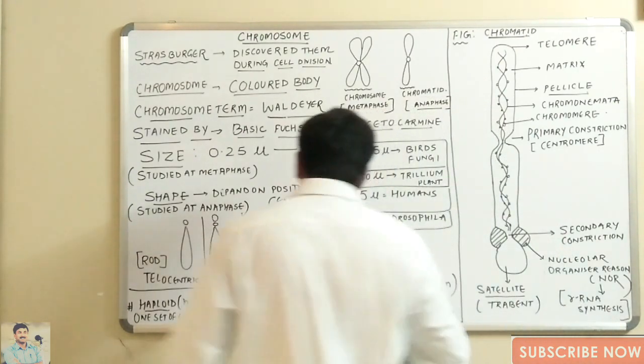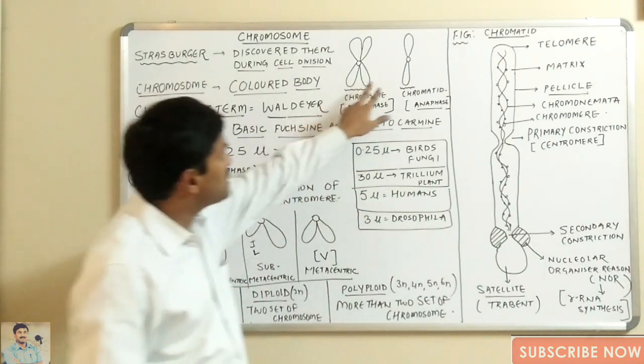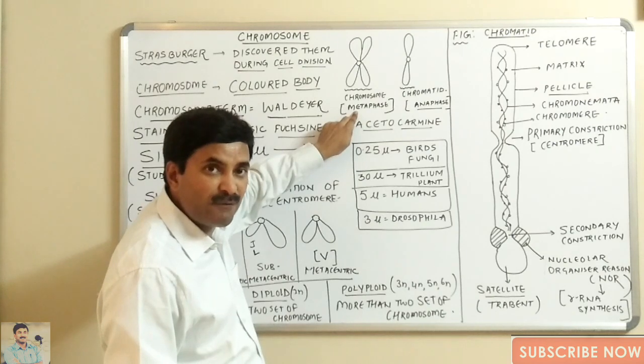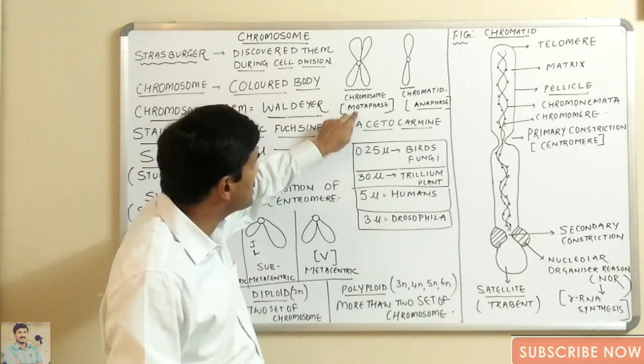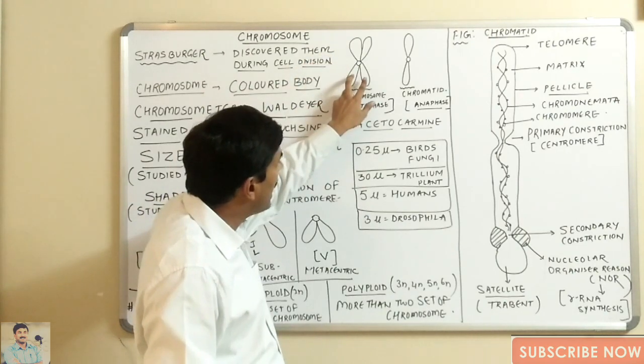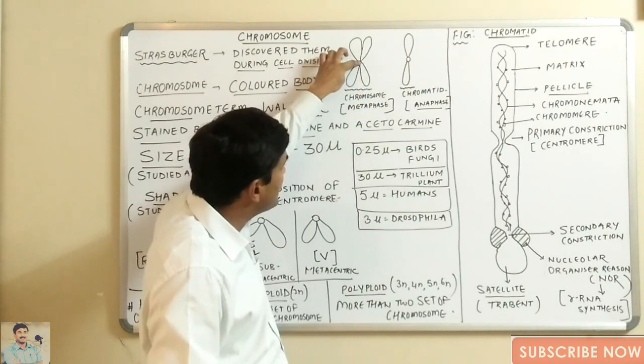Now view these two chromosomes. Now see here, this is a metaphasic chromosome. If you see the metaphase stage of the mitosis, the chromosomes are visible in this way. Here there are two chromatids, and at the center what is present?